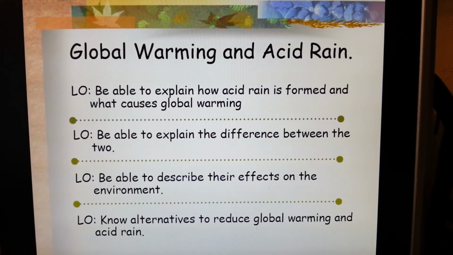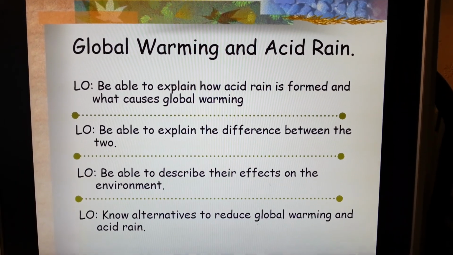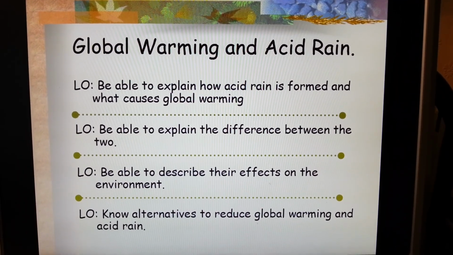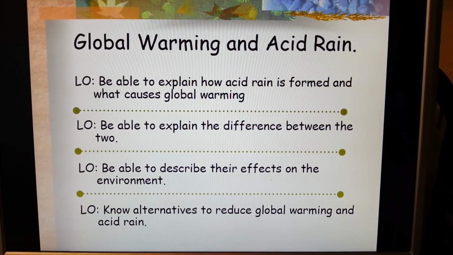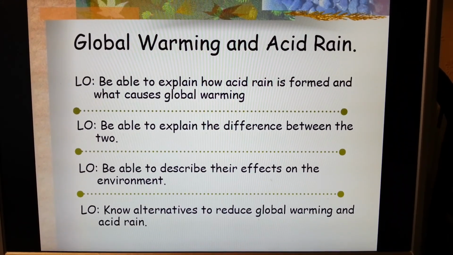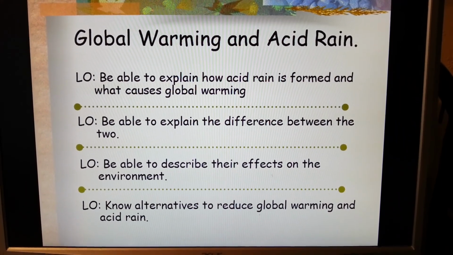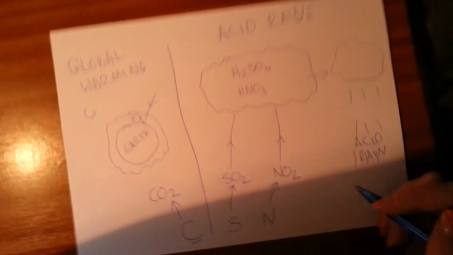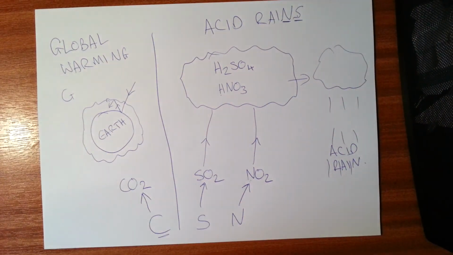Just look at the learning objectives again, just check you can do all of these things now. Explain how acid rain is formed and what causes global warming. Be able to explain the difference between the two. Be able to describe their effects on the environment, and know some alternatives to reduce global warming and acid rain. I'll put that diagram up again. I suggest that you pause the video and copy it to help you learn this.